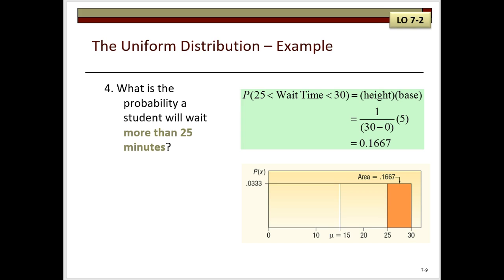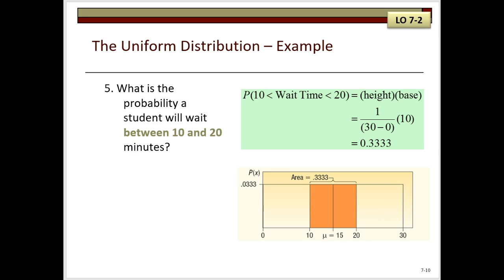In the uniform distribution, the area between 25 minutes and 30 minutes represents the probability that a student will wait more than 25 minutes. This area is the orange shaded portion of the uniform distribution as shown on this slide. We compute this probability by multiplying the height of the rectangle, which is 1 divided by the difference between 30 and 0, by the base, which is the difference between 30 and 25. We obtain an area or probability of 0.1667.